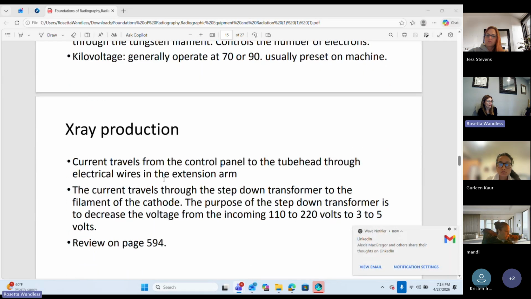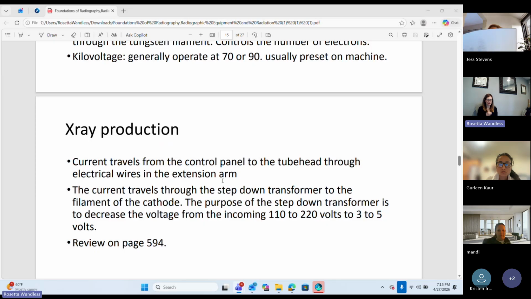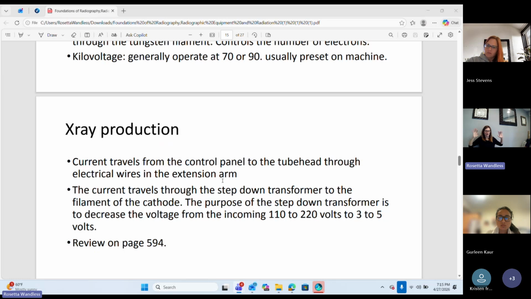Everything that we're talking about here is really self-explanatory. Like we already kind of talked it through. So think of X-ray production as: you want to start with electricity coming in from outside. Awesome. Turn on the machine. Master switch is on. Indicator lights on. All those electrons, or electricity, are going to go through.